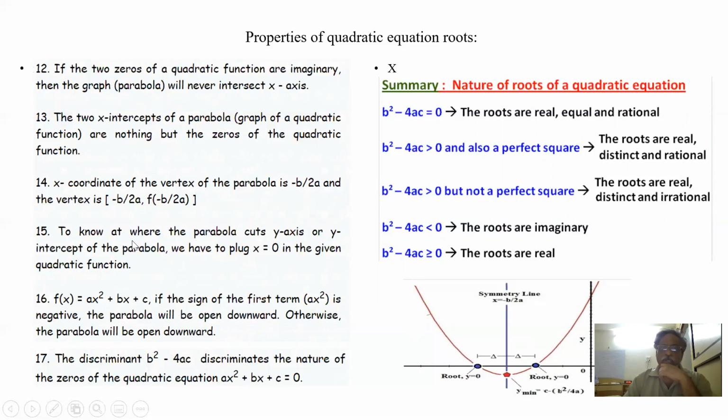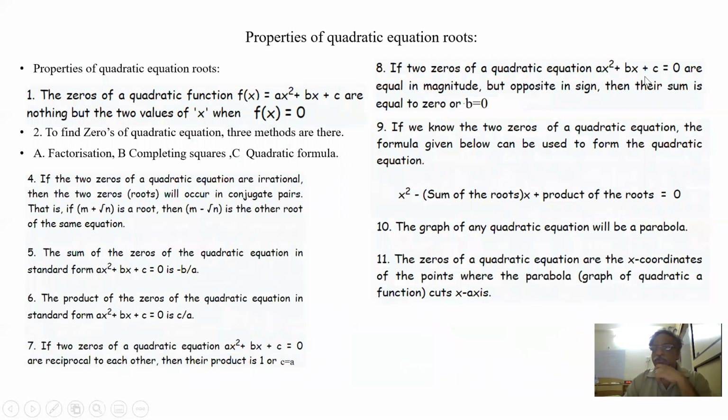To know where the parabola cuts the y-axis, or the y-intercept of the parabola, suppose I want to know where it is cutting the y-axis. What do I have to simply put? x is 0. So if I put x is 0, f of x is equal to c, so y is equal to c. So at point c, it is touching the y-axis.